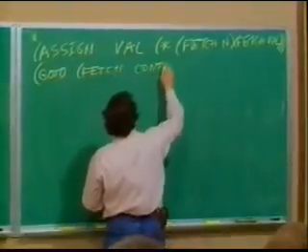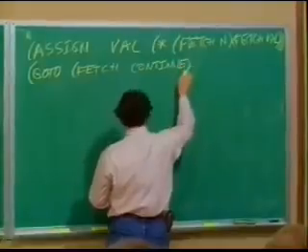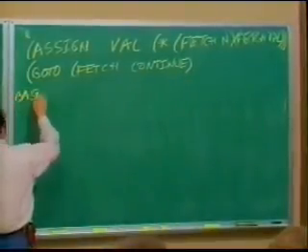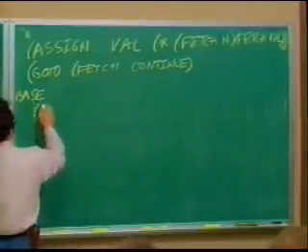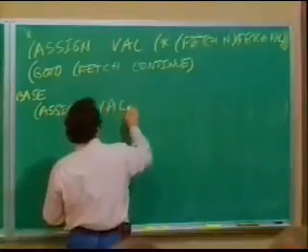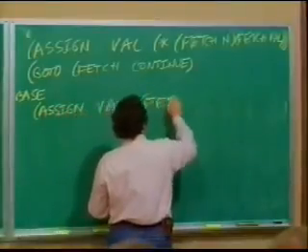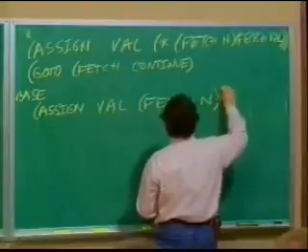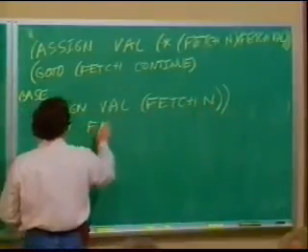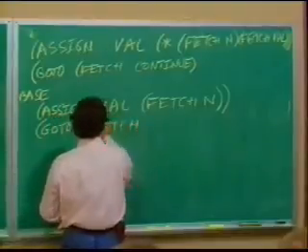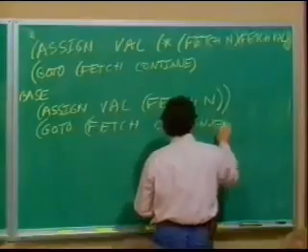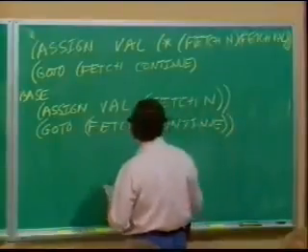Okay. And then I have finally a base step, which is the immediate answer. Assign to val, fetch n, and go to fetch continue. And then I'm done.